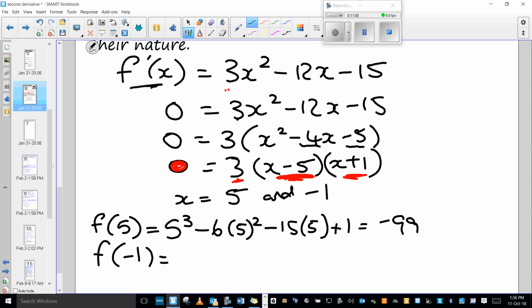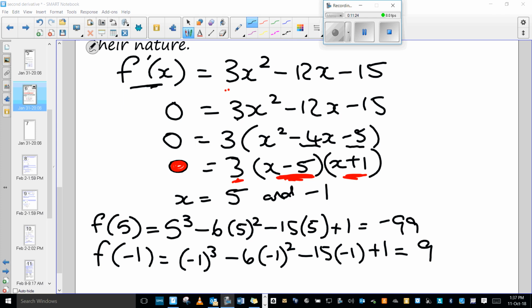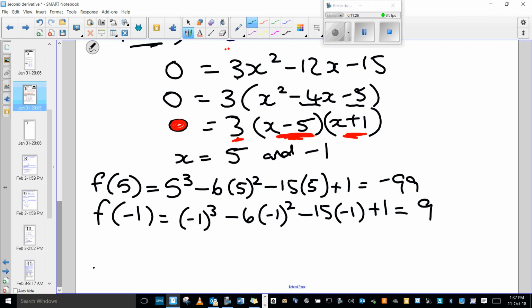So we've got -1 cubed. Why did I have to put my -1 cubed in a bracket? Because it's negative. So we've got -6, -1 squared, minus 15 lots of -1 plus 1. Okay, so we know that our stationary points are (5, -99) and (-1, 9). So they are our two stationary points. We just found y.